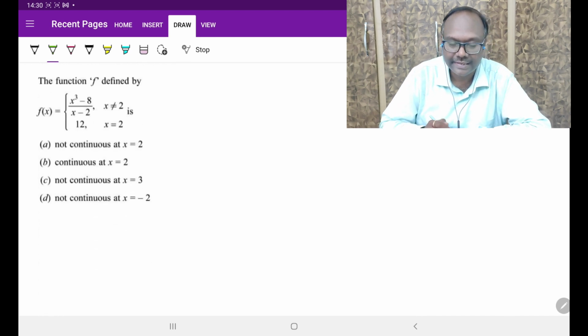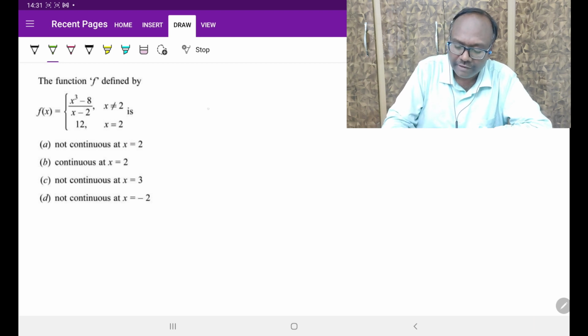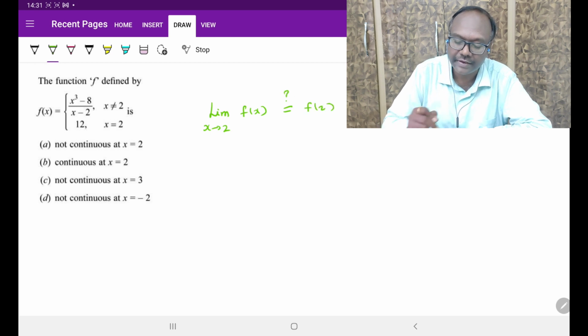Now let us see the next question. The function f defined by f of x is (x cube minus 8) by (x minus 2) when x is not equal to 2, and is equal to 12 when x equals 2. So let us check whether it is continuous or not. If we observe limit x tends to 2 f of x, if this is found to be equal to f of 2, then we say the function is continuous at x equal to 2. So let us check this.